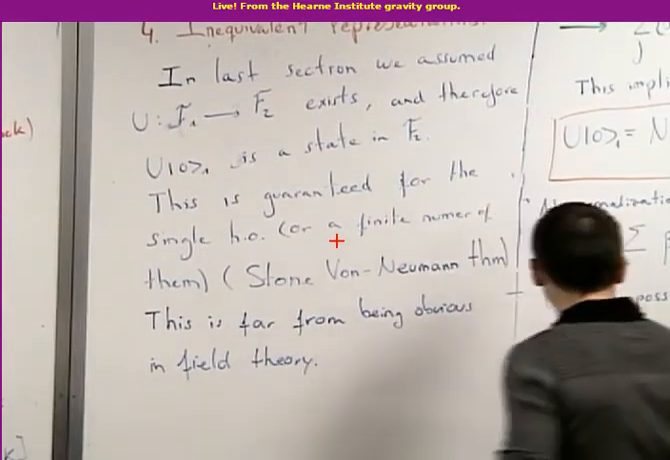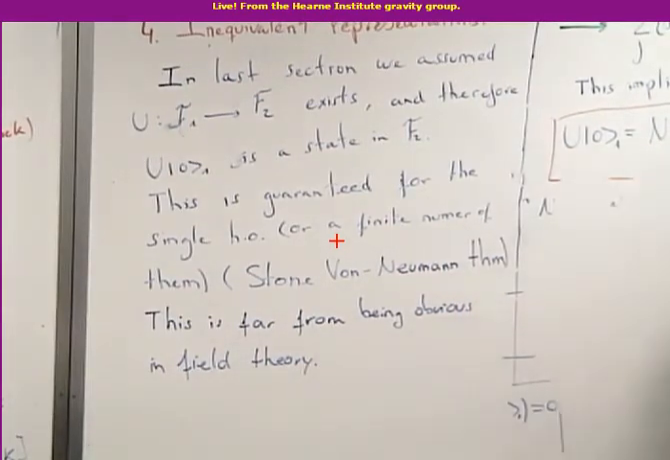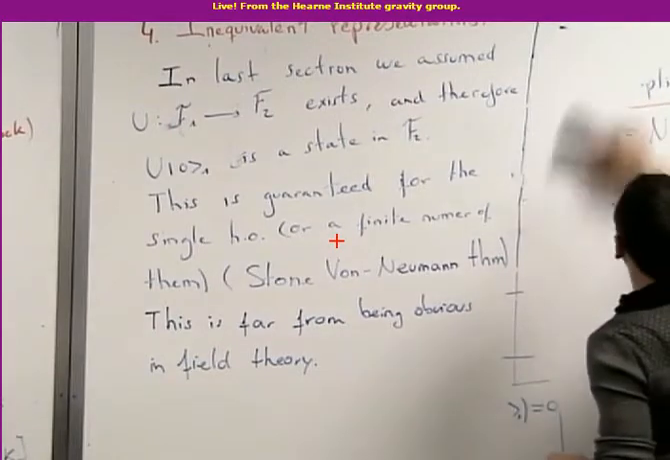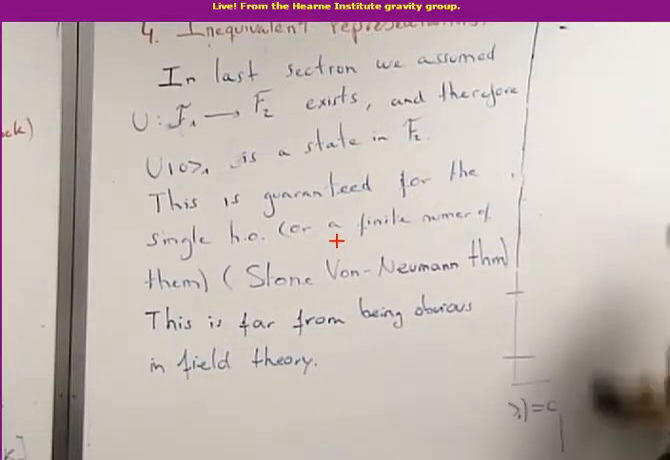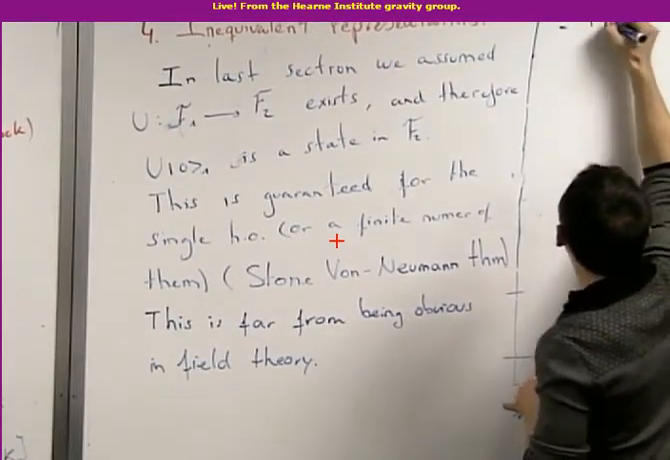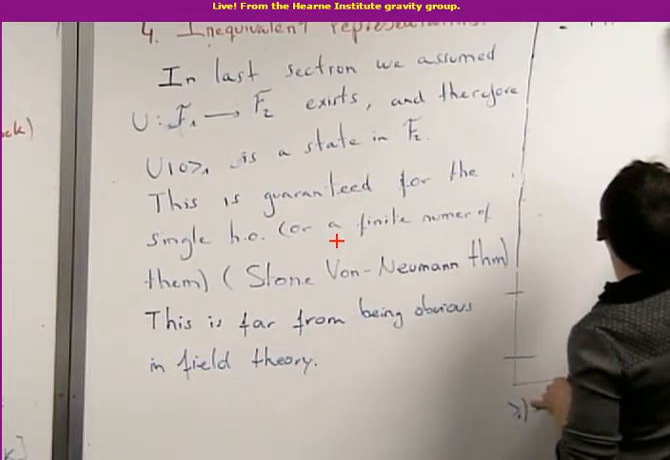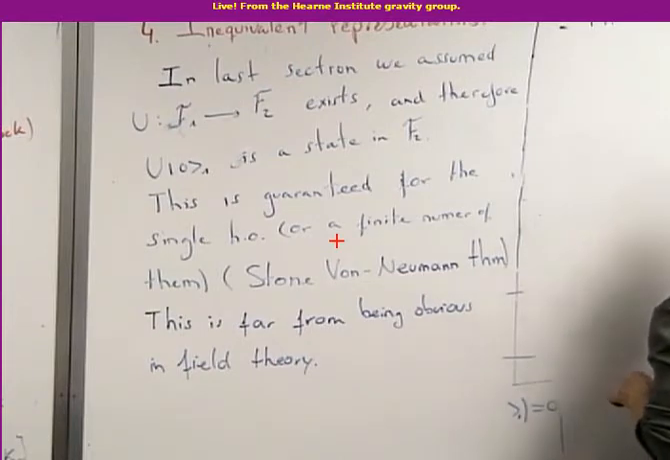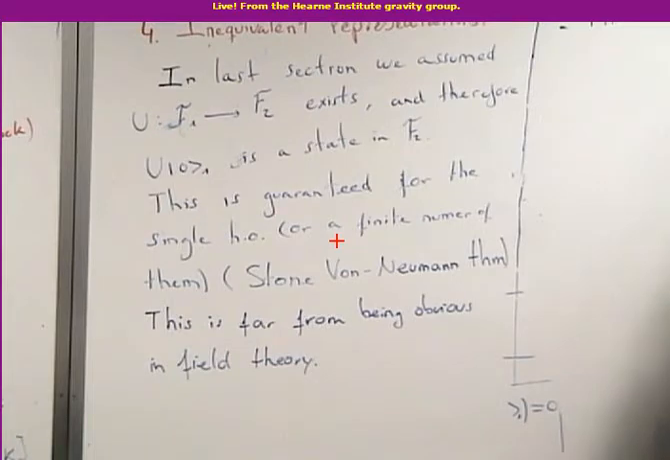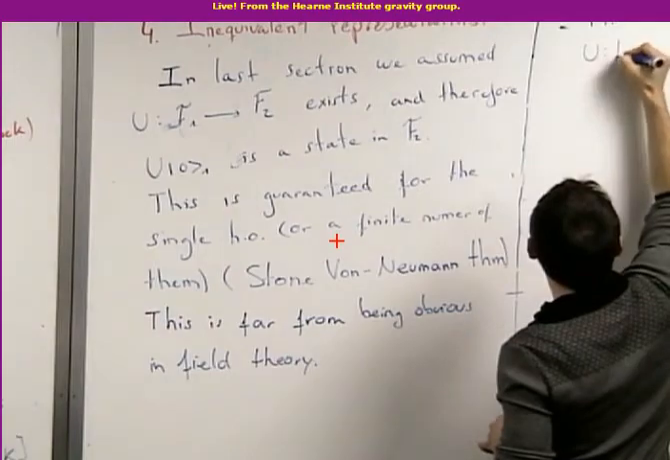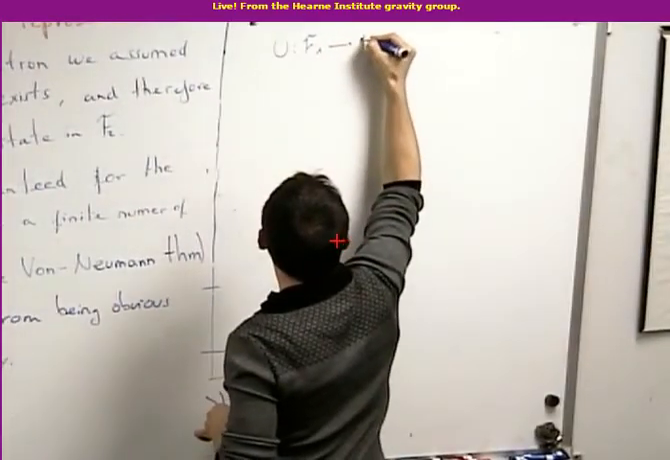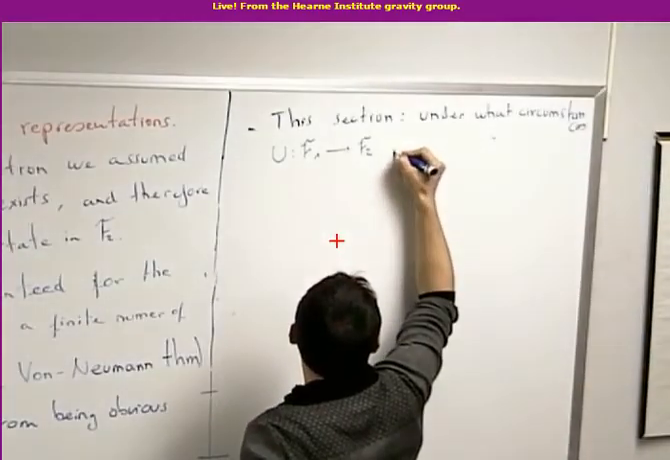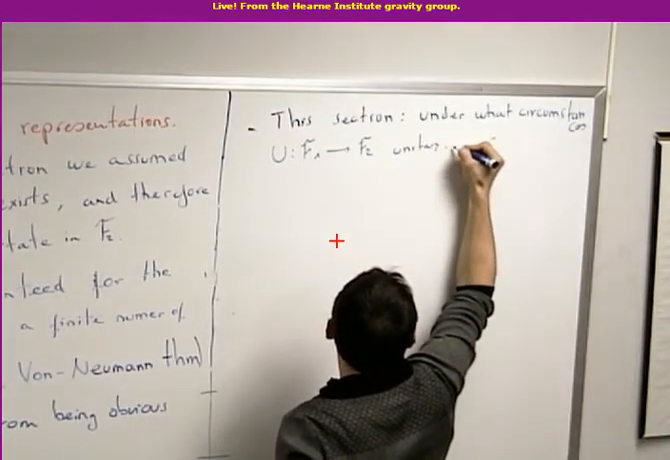In this section we want to ask under what circumstances the unitary U between the two representations exists.